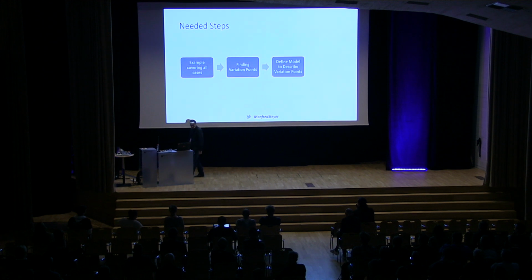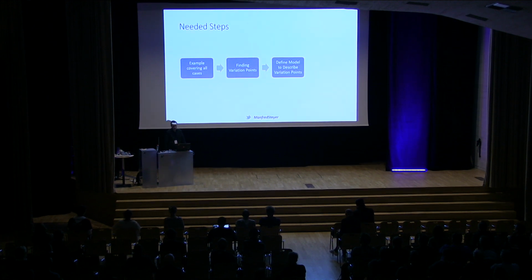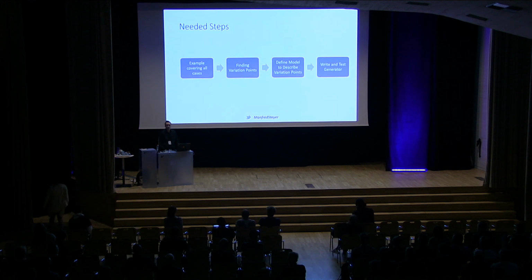Then we need to find the variation points, the things that differ, the things that change when I'm generating a project with it. After this, we need to define a model for our variation points. For instance, a JSON object that contains every piece of information we need to generate our custom stuff. Each piece of information we need to tell the code generator so that it knows what to generate, so that it knows to generate something for flights, or something for hotels, or something for invoices. And then, of course, we need to write the code generator and test it.